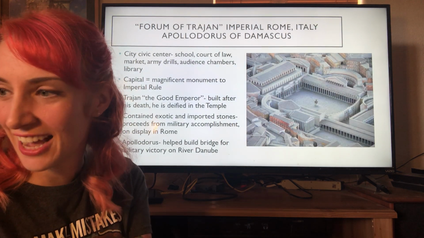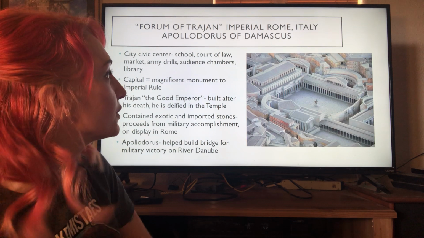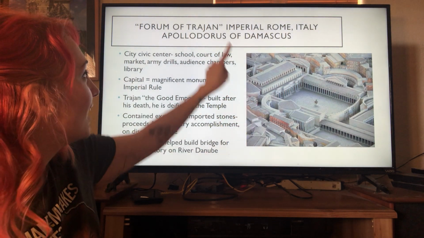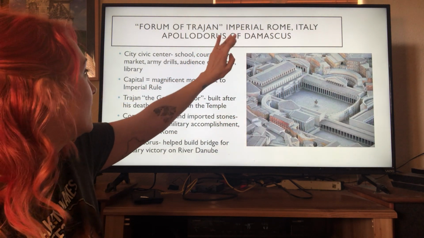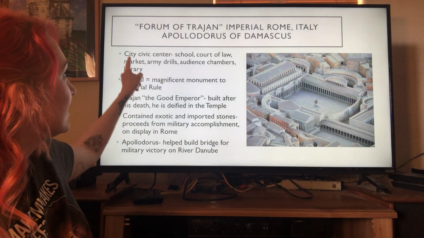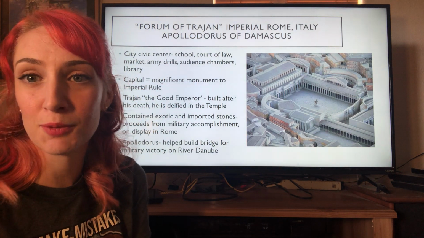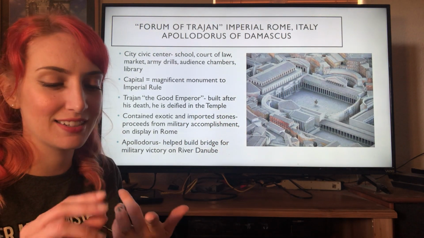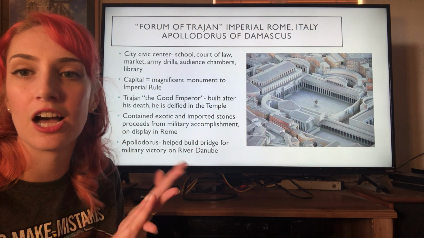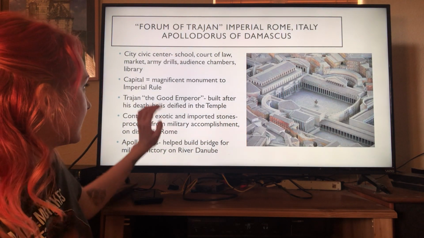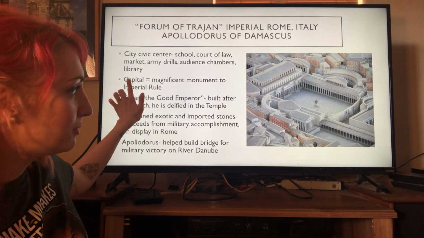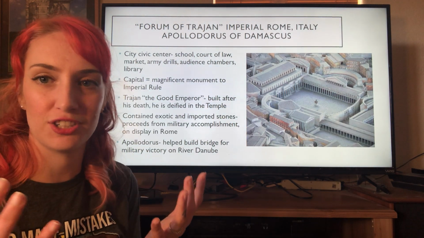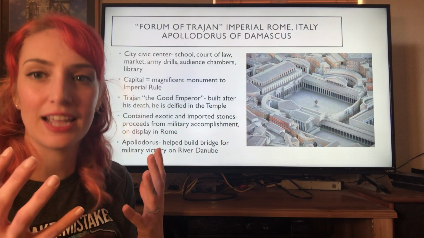Alrighty, I think this is our last one, the Forum of Trajan. So we're visiting Imperial Rome in Italy, and this whole complex is designed by Apollodorus of Damascus. The Forum of Trajan's function is a city civic center, kind of similar to the Acropolis, where people don't live there. It's just a way to gather important things like libraries, schools, markets, law courts, temples, all those things. It was the capital of the time, so it's in Rome, Italy. And it was a way for them to honor Trajan, who was their good ruler, their good emperor.